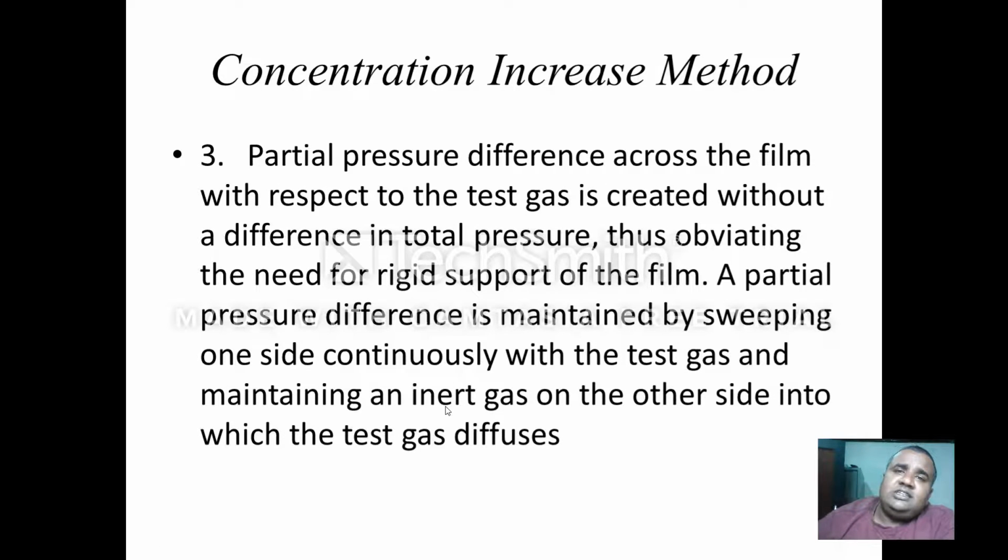Third is the concentration increase method. In this, the partial pressure difference across the film with respect to the test gas is created without a difference in the total pressure. Here it is a bit different. What he is saying is, we will take a specimen. In that specimen, on both sides, we will keep the total pressure of the gas constant. But we will manipulate the partial pressure of the test gas.